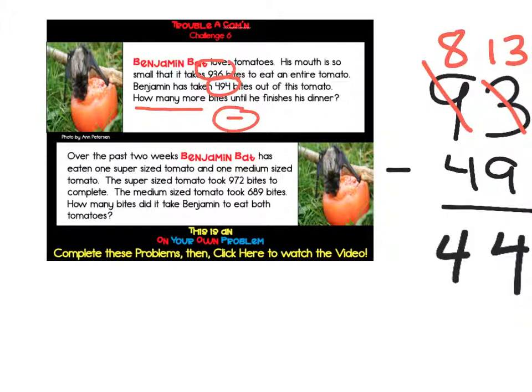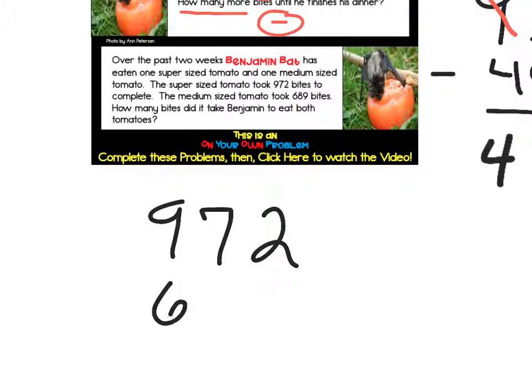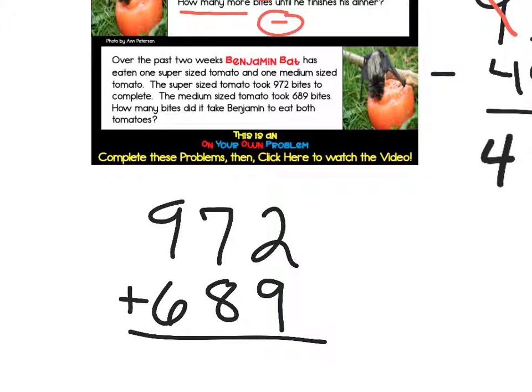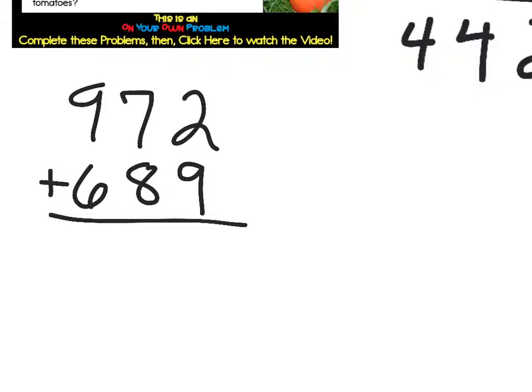So let's go ahead and first just start by writing the two numbers down. I got 972 and then another 689, right? And I'm going to be adding those two together. So, first of all, make sure you have neat columns so that it's easy to see what you're adding. And then here's what we're going to do. We're going to make the dot method, right?